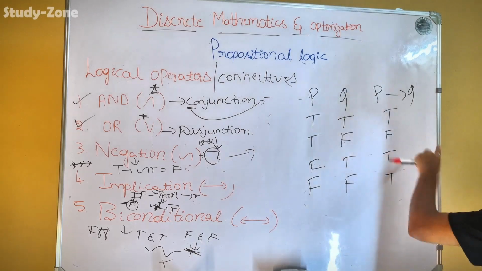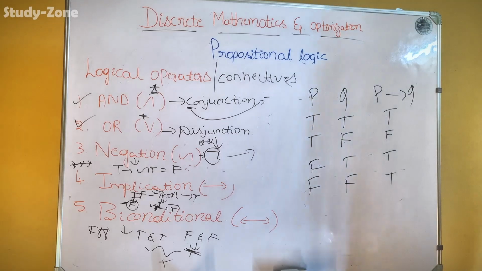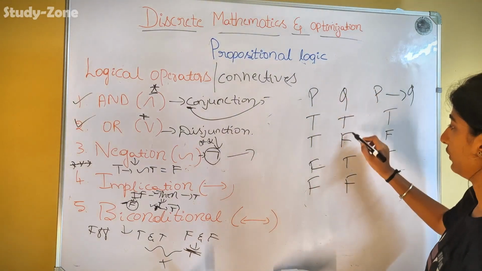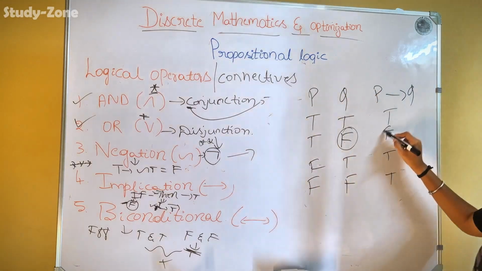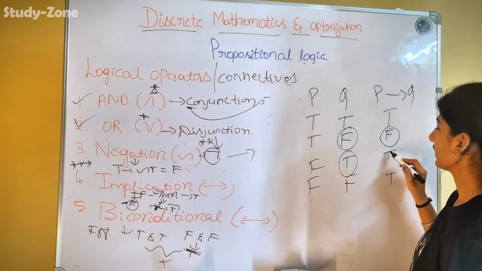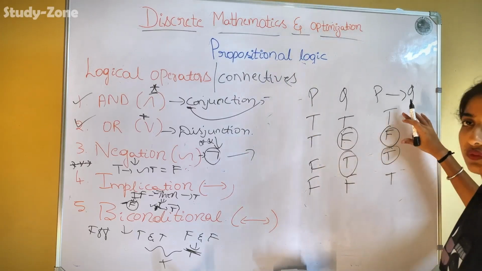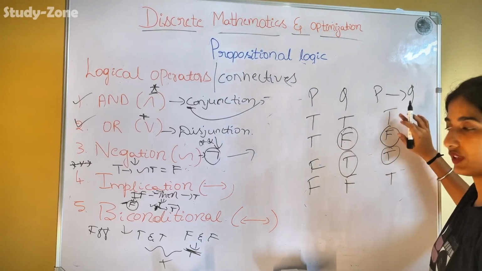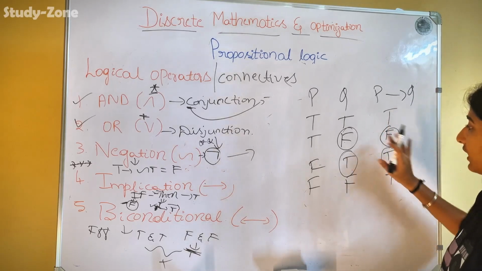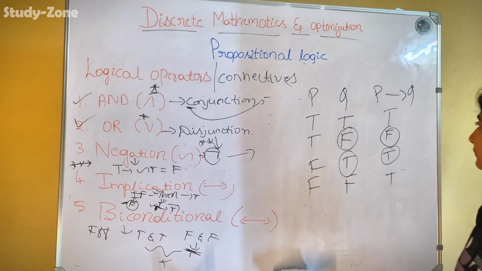You may wonder how it becomes true and how it becomes false, right? So I will tell you a simple thing. In Q, if there is false, then the result will become false. In Q, if it is true, then the result will become true. So this is the simple thing you can understand. First fill the first column, first row and last row. And then by looking at the Q value, you can fill the second and third one.